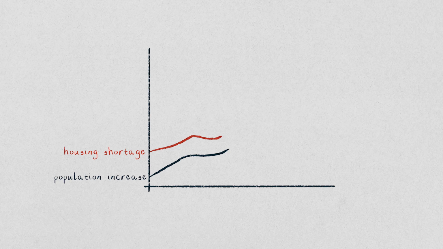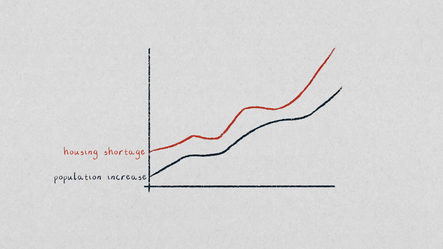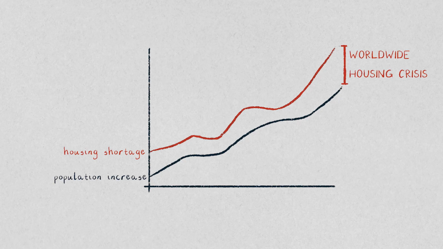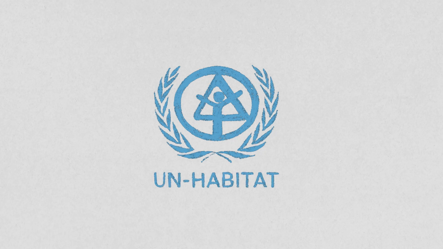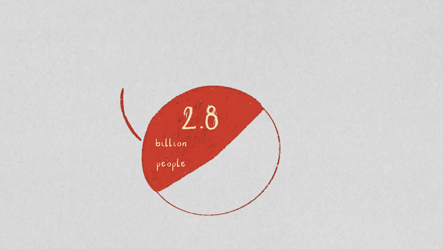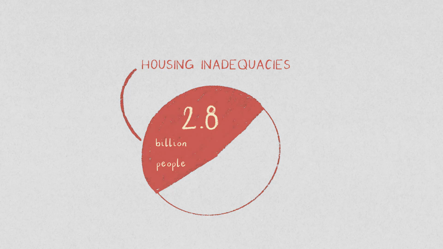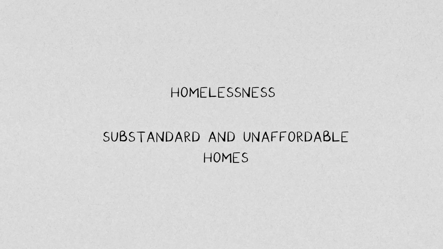While one could argue that the permanent housing shortage is consequential to the continuous population increase, in recent years this has developed into a worldwide housing crisis. According to UN Habitat, the global housing challenge persists, and it means that approximately 2.8 billion people worldwide face housing inequalities, from homelessness to substandard and unaffordable homes.